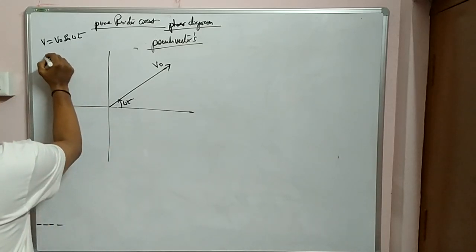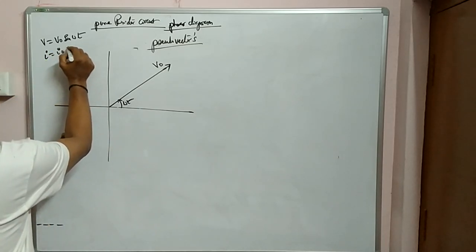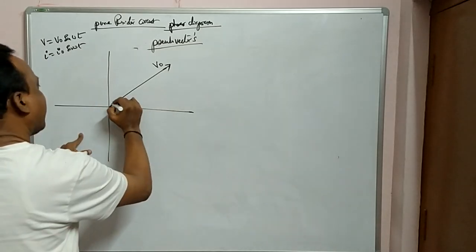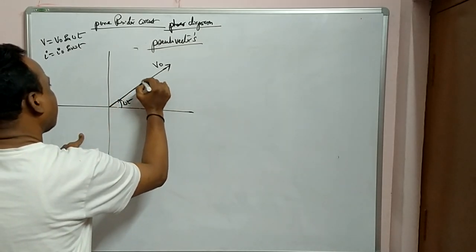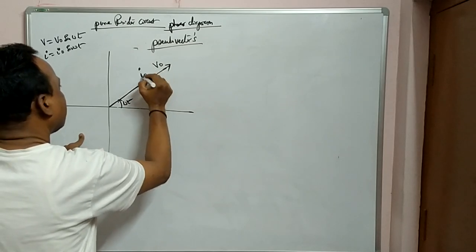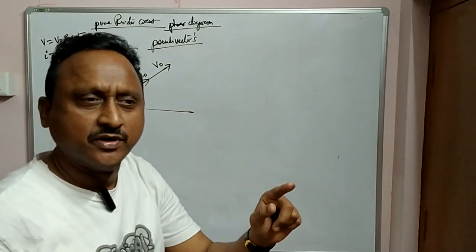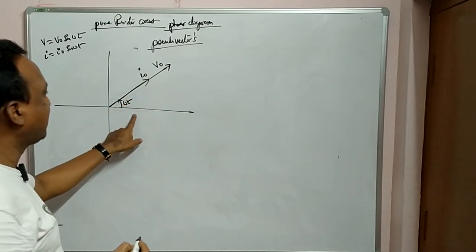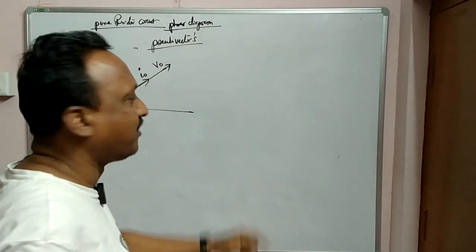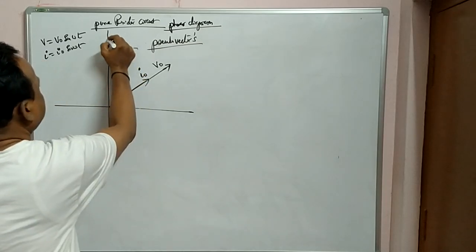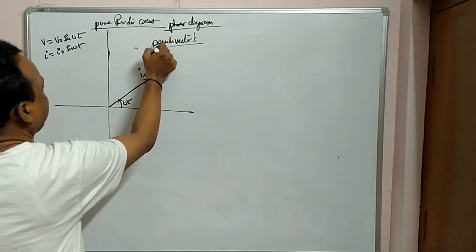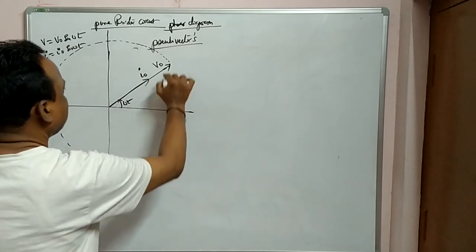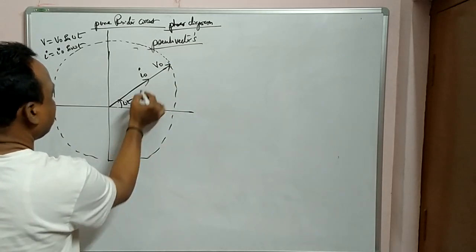In the same way, what is current? Current is also I0 sin omega t. So it is also where? Down or top? Same direction. Where you are having voltage, current is also in the same direction because the phase difference is 0. Now we will rotate this one. Now we will rotate in anti-clockwise. This is the phasor diagram. We will rotate now.